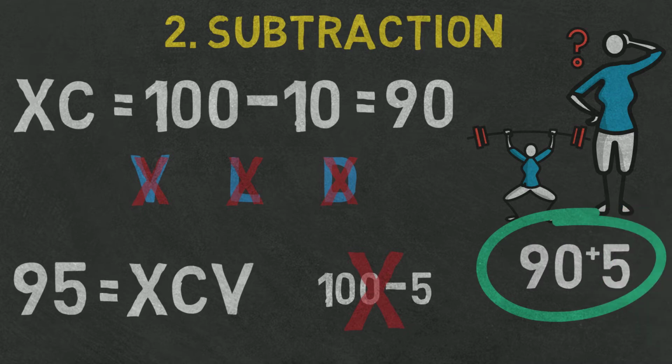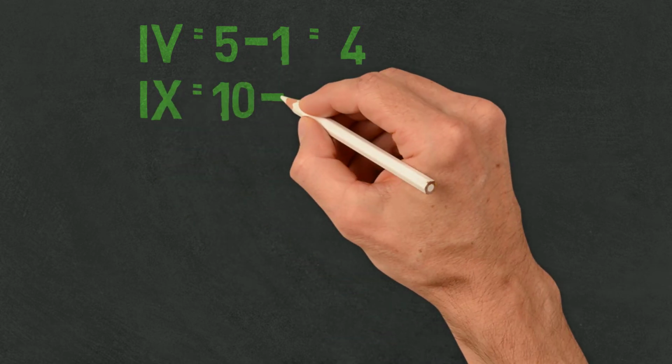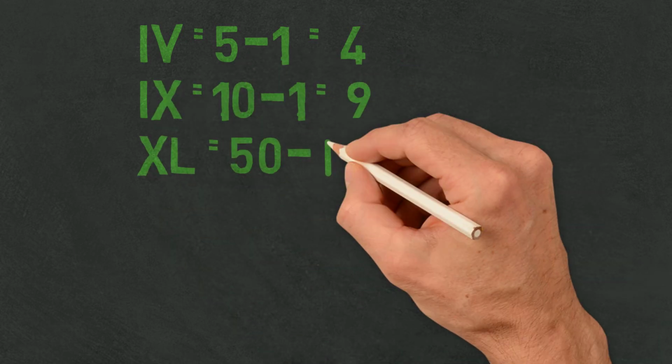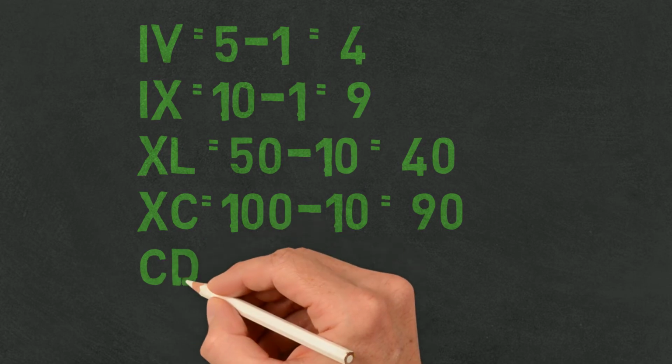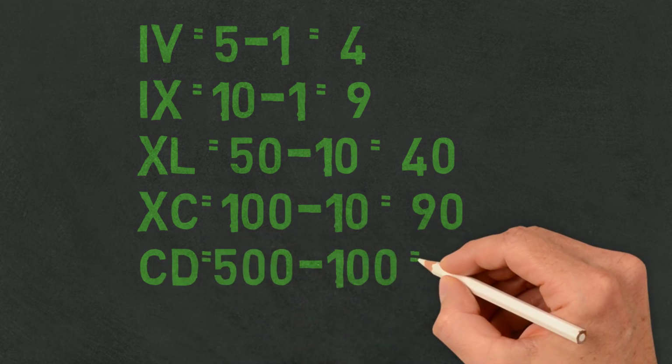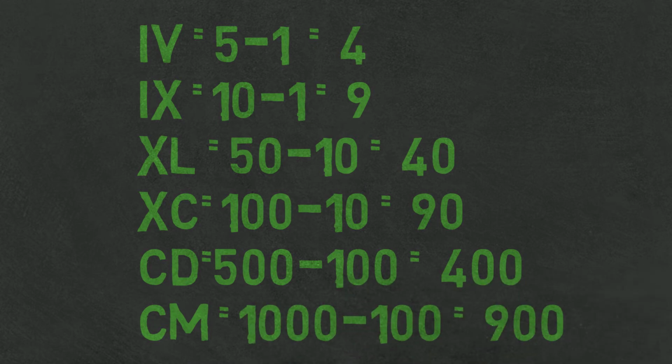I, X, and C are the only numerals used for subtracting, or shall I say, are the only ones that can be subtracted. Hence there are only the following 6 combinations possible out of subtraction. These are as follows. IV equals 5 minus 1, which equals 4. IX equals 10 minus 1, or in other words 9. XL equals 50 minus 10, or 40. XC equals 100 minus 10, or 90, as we've just seen. Or CD, 500 minus 100 equals 400. Then lastly, CM, 1000 minus 100, which gives us 900.